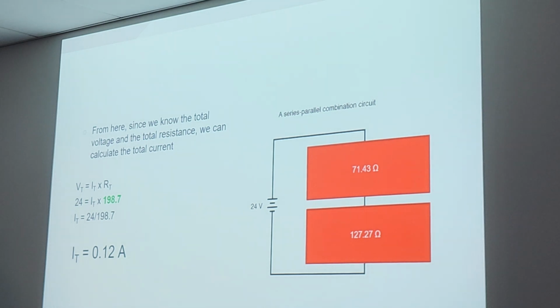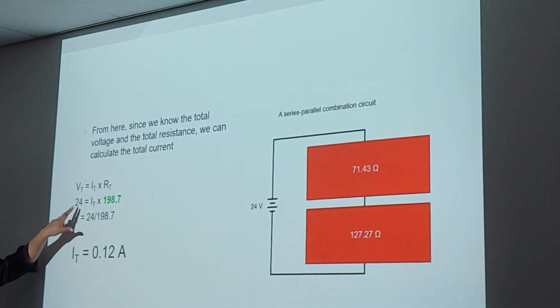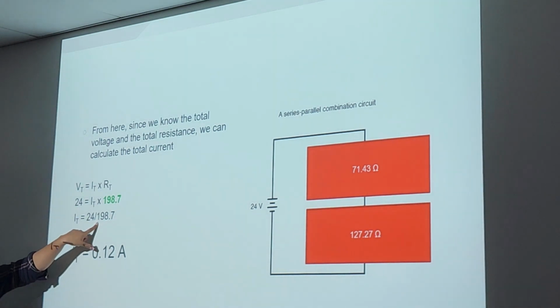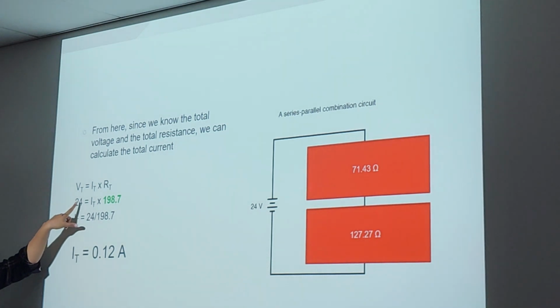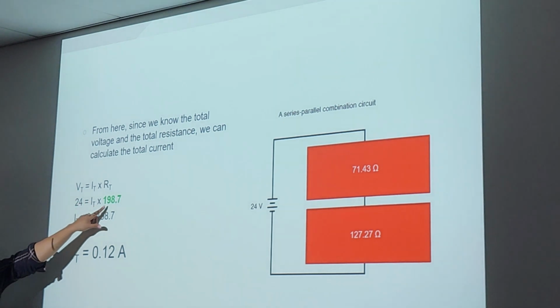V equals IR. And what's our V, voltage, which is 24. And then what's our total resistance? 198.7. So we would divide both sides by 198.7, not 24, to isolate I. So right now it says 24 equals I times 198.7.